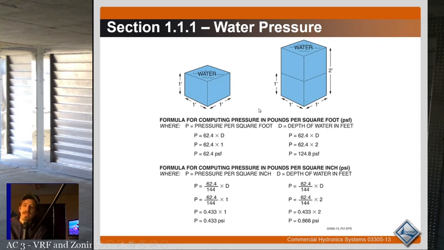So psi, it doesn't matter how big this is. This 2-foot tall water, this could be a pool. You got a pool that's 2 foot deep. At the bottom of that pool, the pressure is 0.866 psi.